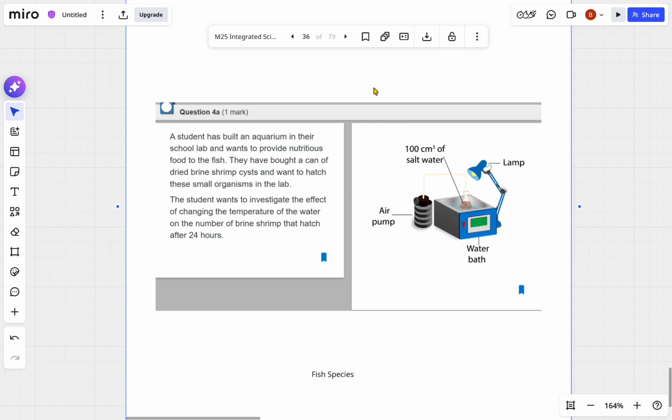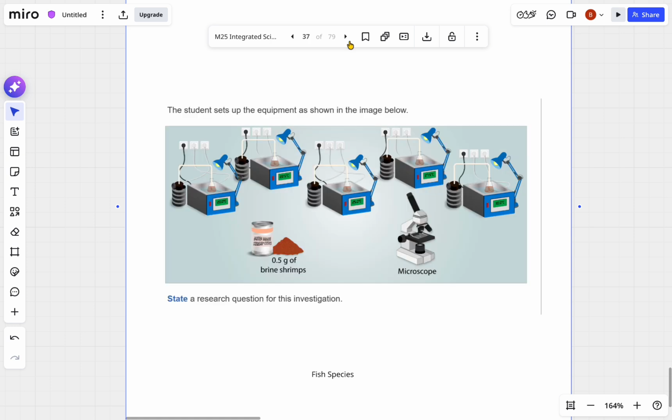So let's just look at this. This is the apparatus that they're using. This is the equipment that they've set up. This is: state a research question for this investigation.